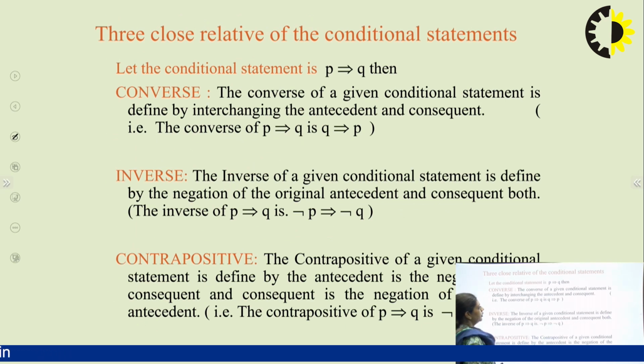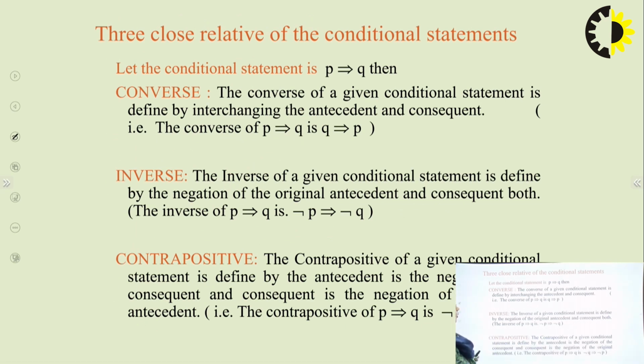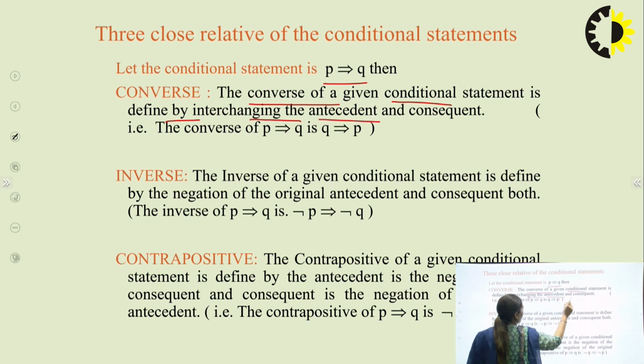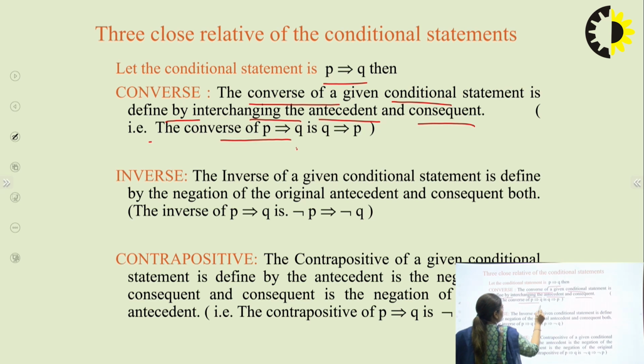Now, three close relatives of conditional statements. Let the conditional statement be P implies Q, right? The converse of a given conditional statement is defined by interchanging the antecedent and consequent. That is, the converse of P implies Q is Q implies P, right?